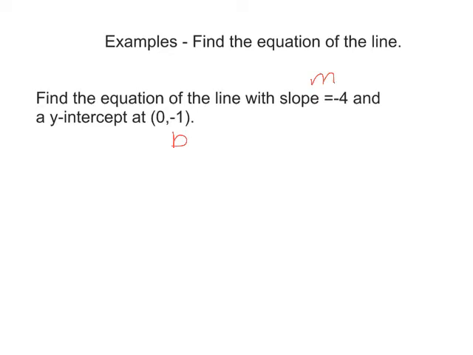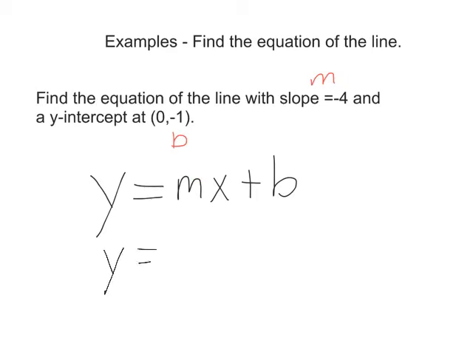But let's do this the easy way. Since we're given the slope and the y-intercept specifically, let's just plug those two things into slope-intercept form. Y equals mx plus b. Now, we'll take this slope right here, -4, and plug it in where we have that m. So y is equal to -4x. And then we'll grab b, which is -1, and plug that in right here.